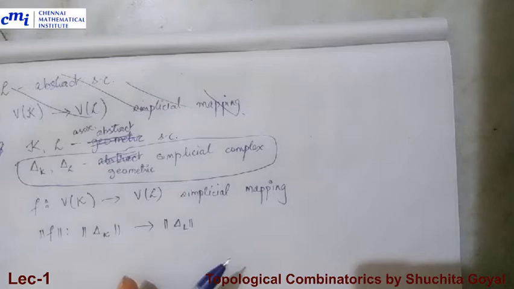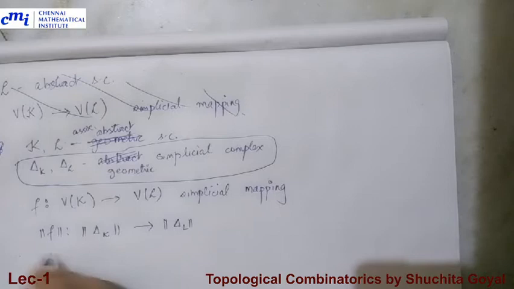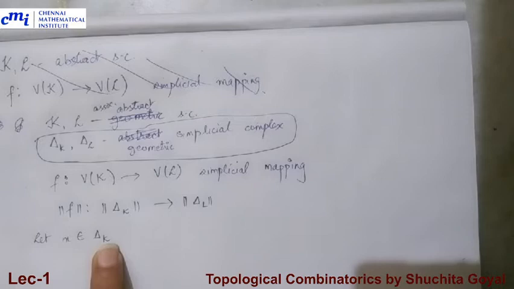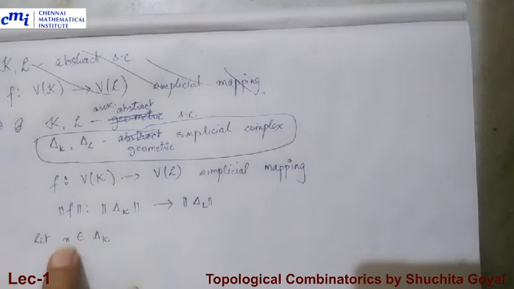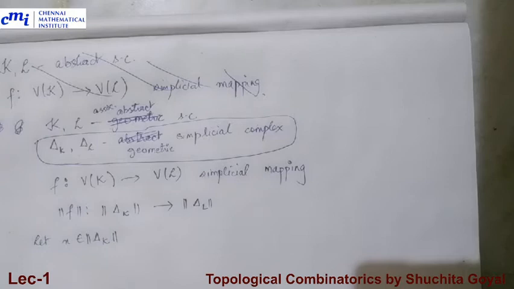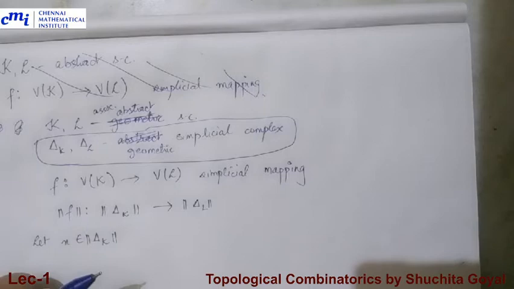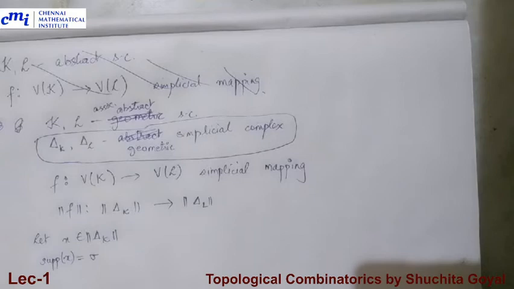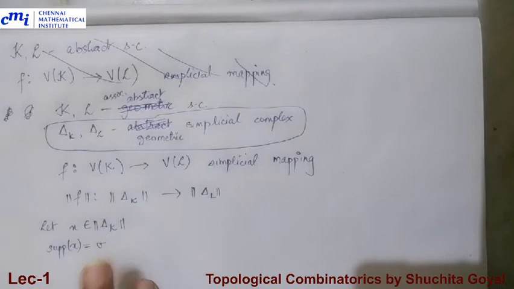So if you take a point x that belongs to delta k, as a simplicial complex it's a topological space, right? Now in the geometric realization, if you take any point x in this space, how am I going to define f on this particular point? That is the question. Remember, we talked about the support of any point. So if the support of x is the simplex sigma in k, remember, there is a unique sigma which is going to be the support of x for any x, right?